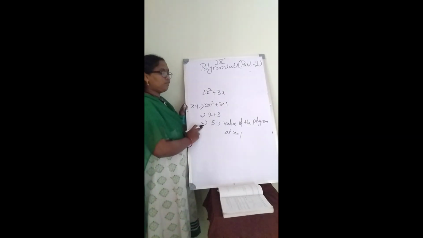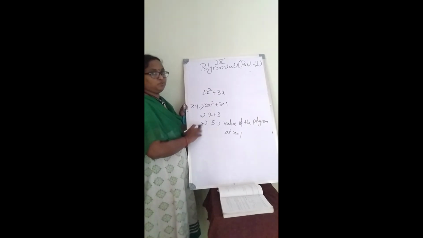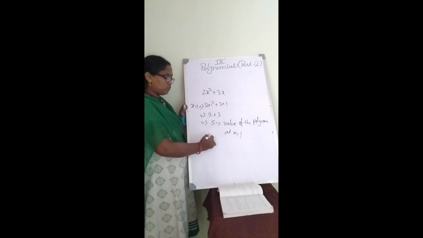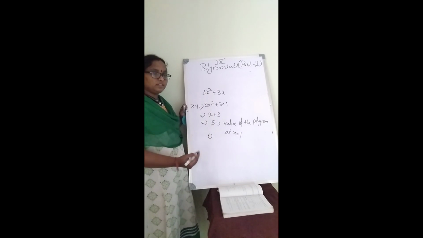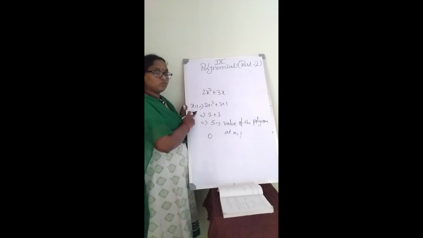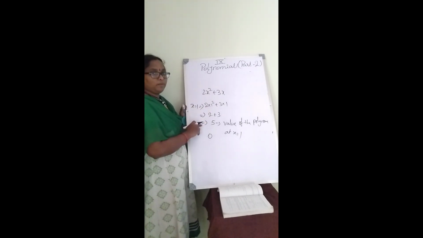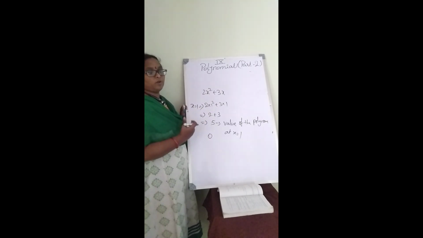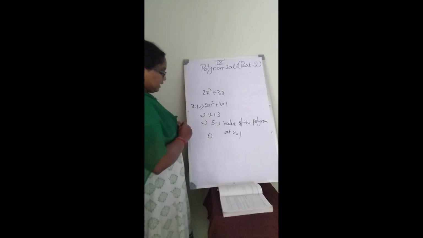If the value we got is 0, then I can say that x equal to 1 is called the zero of the polynomial. Like this we can conclude. Clear?